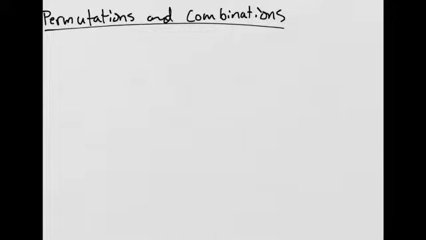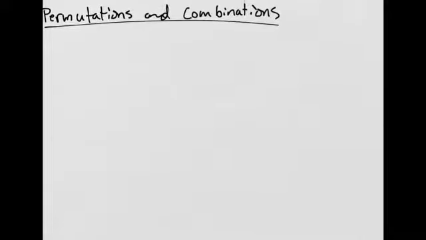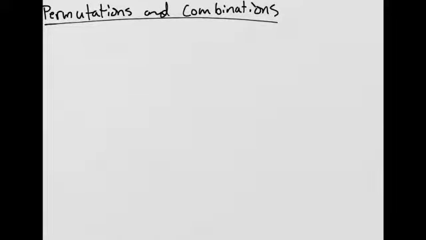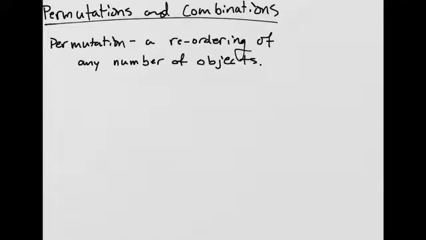Okay, we're going to look at permutations and combinations, mostly permutations first, because, well, we'll see. What is a permutation? That's the first thing that we're going to look at. The definition of a permutation is very, very simple. It's just reordering of any number of objects.